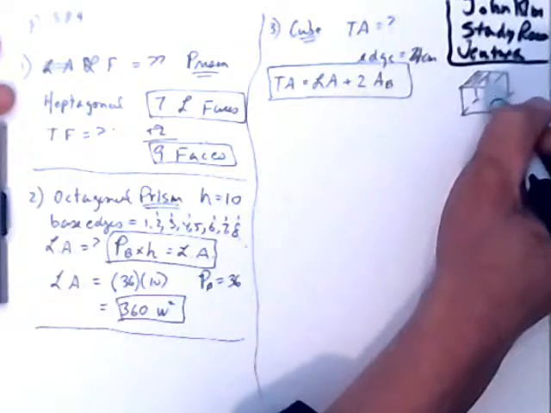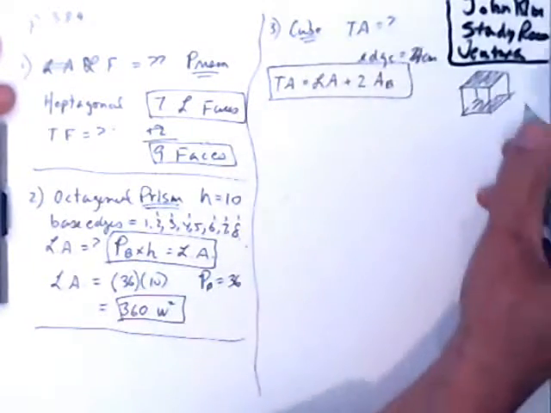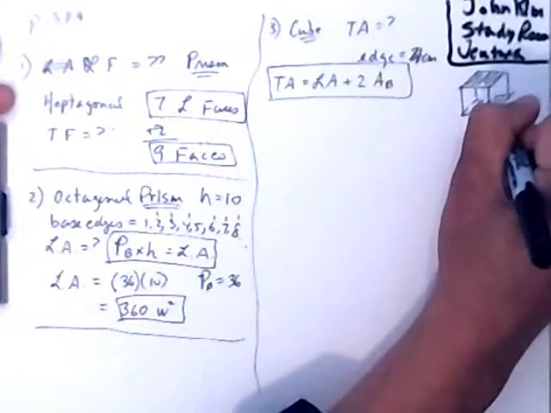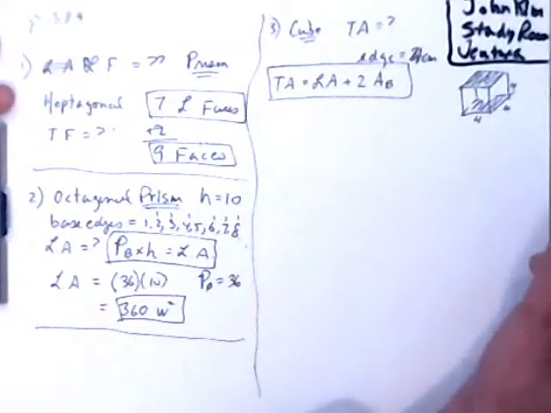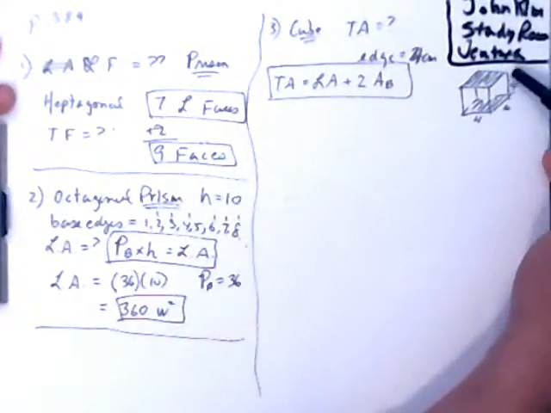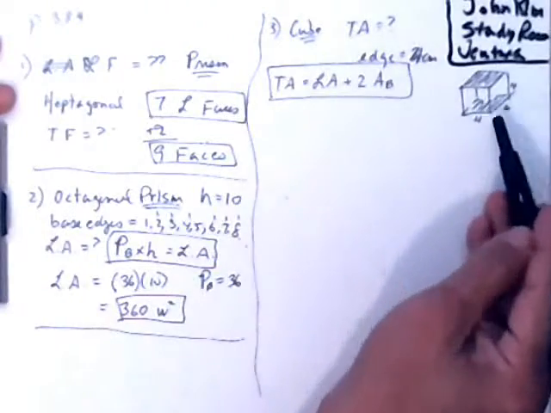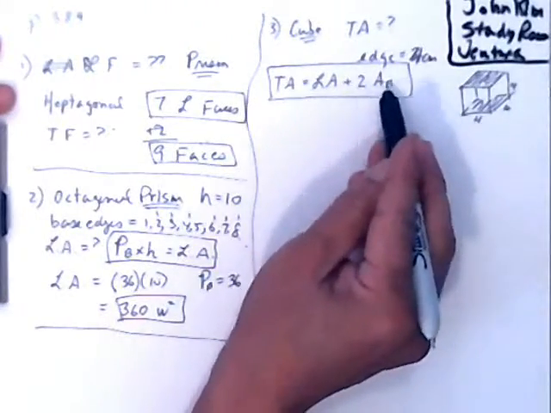I can call this the top, and I can call this the bottom. Remember that the cube has all sides that are the same, so it's 4, 4, and 4. Notice that the lateral area is the front base, the right base, the back base, and the left base. So that's the lateral area, and then you have the 2 bases located right over here.